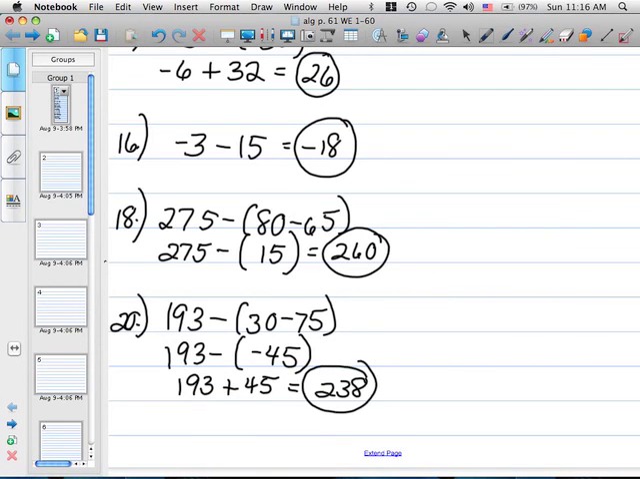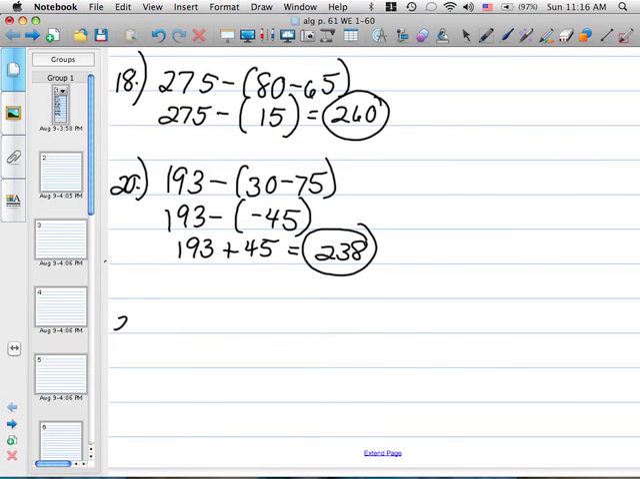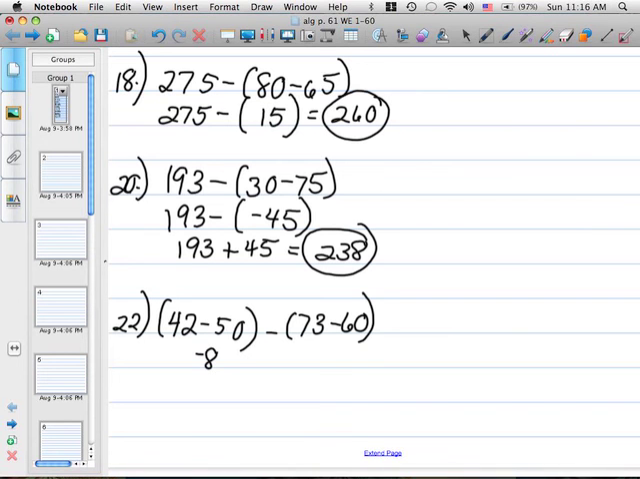Number 20, we have 193 minus the quantity 30 minus 75. Again, subtract what's in the parentheses. 30 minus 75, that's a positive 30 and negative 75, so that gives us negative 45. And then we change it: minus a negative becomes plus 45. We add those together, we get 238.